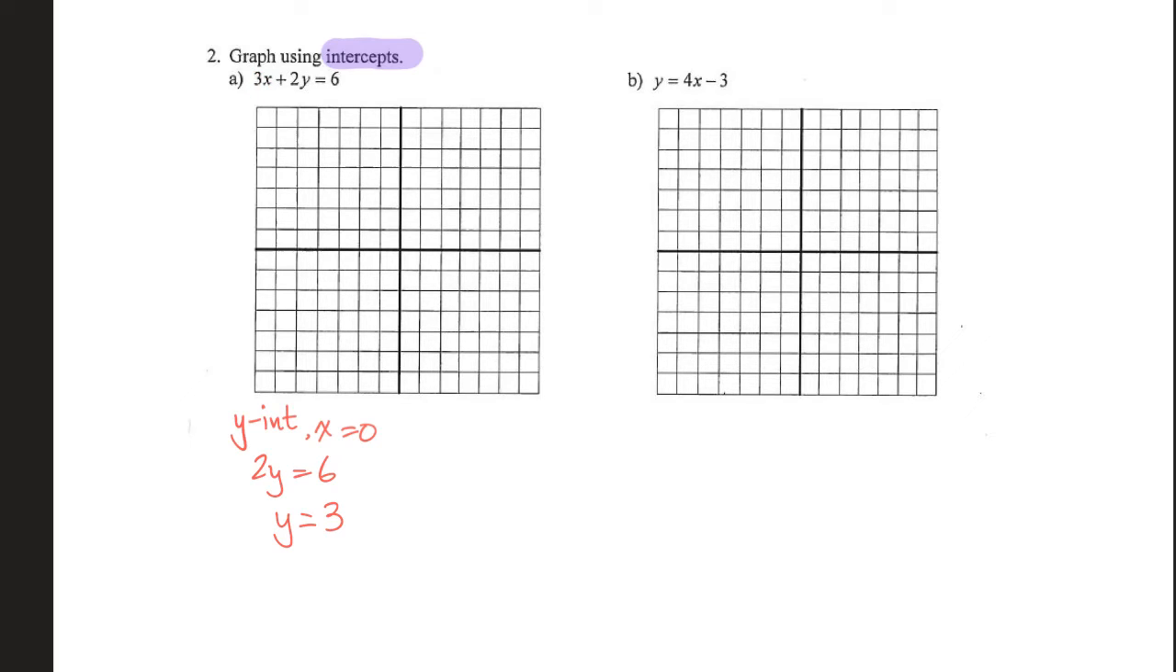What did that just tell me? Well, it told me that on my y-axis, I have a point at 3. So I can plot that point at 3. Okay, I'm just going to get rid of that green arrow. And now we're going to find our second point. For a line, I need 2 points.